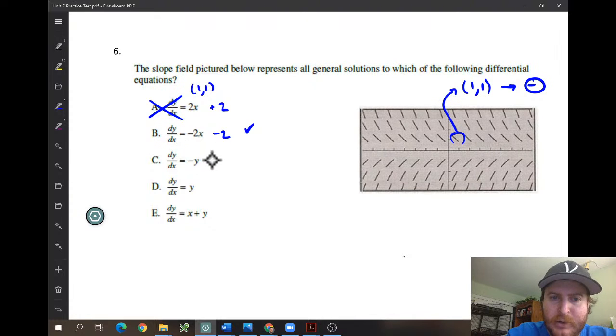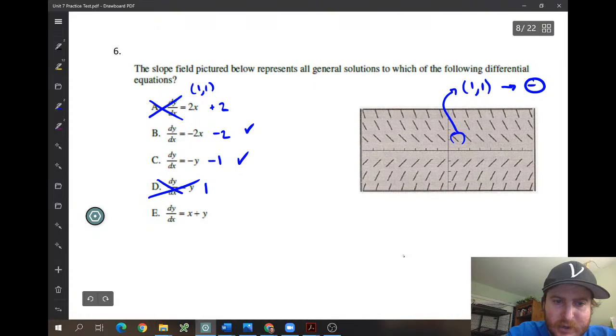Here, if I plug in 1, 1, I get negative 1. Again, it could work. It doesn't have to work, but it could work. Here, dy dx equals y. If I plug in 1, 1, I get positive 1. This cannot work. And here I would get 1 plus 1, which is positive 2. Again, cannot work.